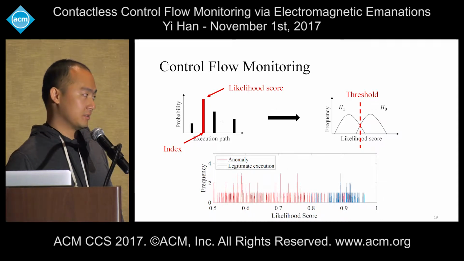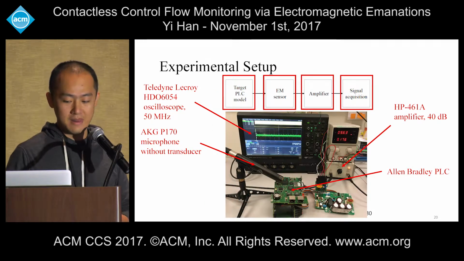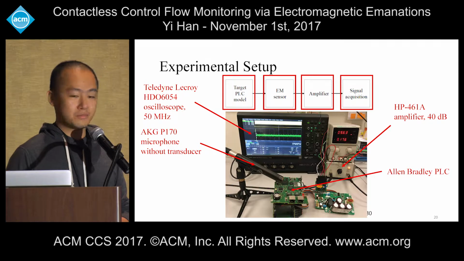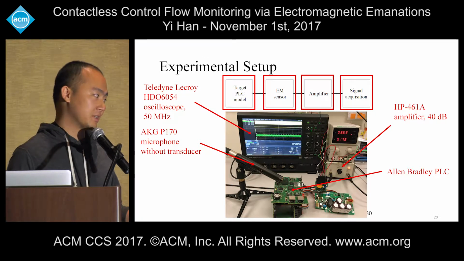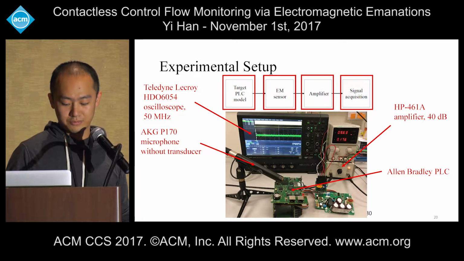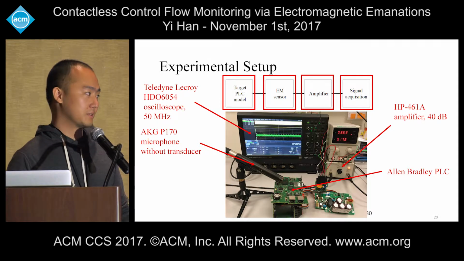Next, we're going to show how we evaluate our system. So here's the setup again. Our target is Allen Bradley PLCs. Allen Bradley PLCs are mostly used in North America. And we collected the signals with AKG P170 microphones without the transducers. Without the transducers, the microphone can be viewed as an EM probe. We amplify the signals with a 40 dB gain, and finally put them into the oscilloscope with a sampling rate of 50 megahertz.